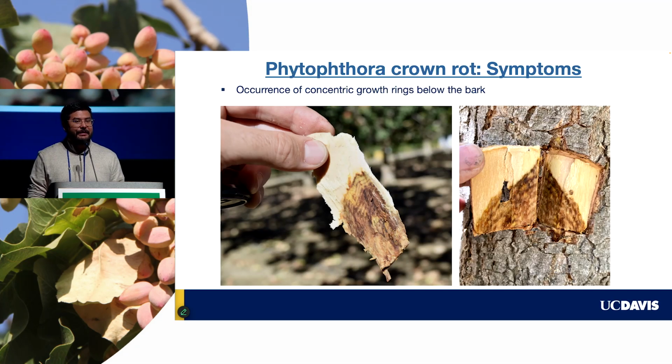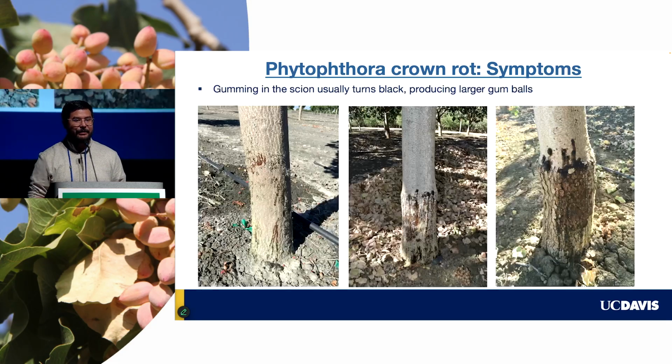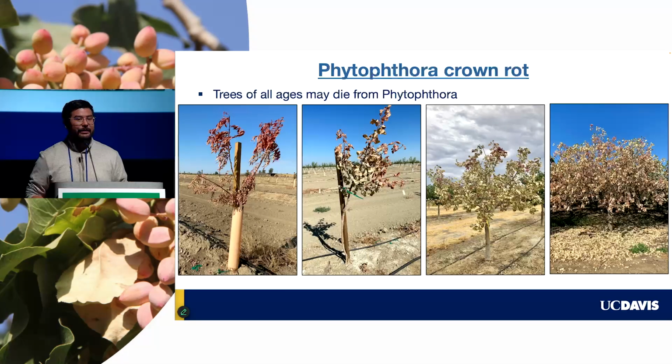Other characteristic symptoms of Phytophthora crown rot infections are concentric rings seen at the margin of infections. And then, as I mentioned, they do girdle the entire tree trunk, and I don't know how easy you could see it, but you see this black necrosis around the tree trunk, and really it's cutting off the water uptake, and that's what causes this quick decline in infected pistachio trees. And once those infections go into the scion, you see the formation of larger black gumballs on the scion portion if infections go that far up.